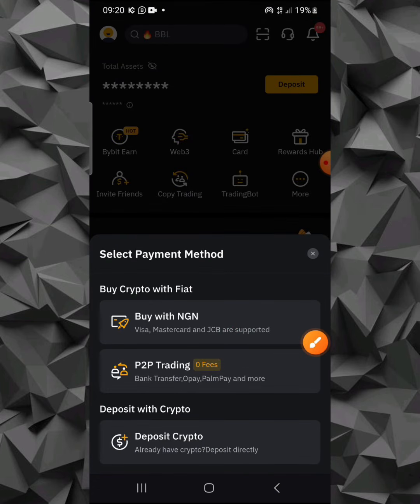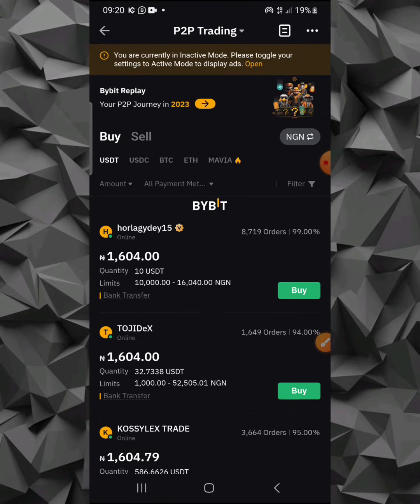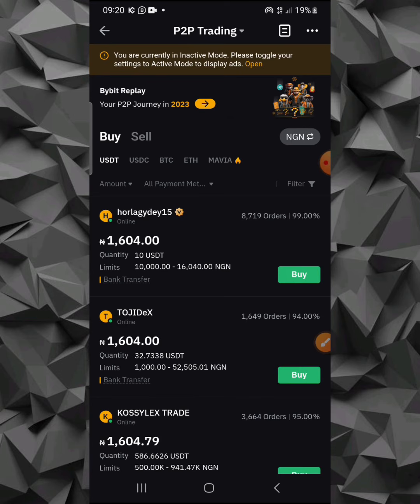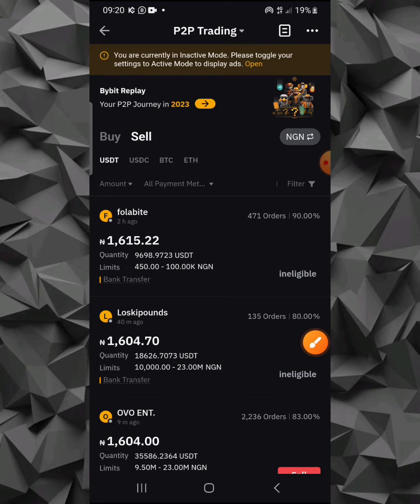Now let's see the rate you can sell your USDT for on ByBit. And take note, this time around, when you are selling your USDT, you don't need to be a merchant. You can just come here and click on sell, okay? So you guys can see you can sell your USDT at this rate on ByBit. Let's take this one for example.